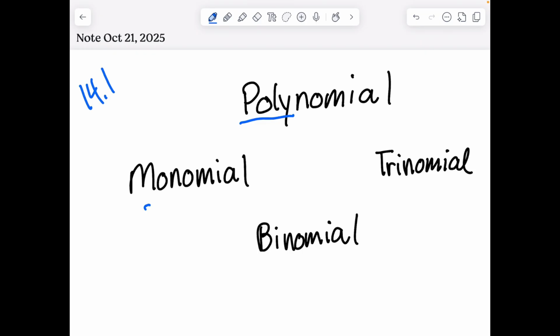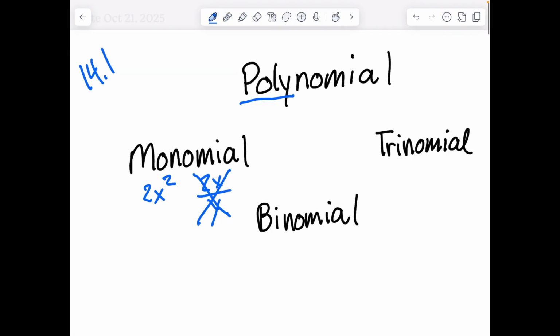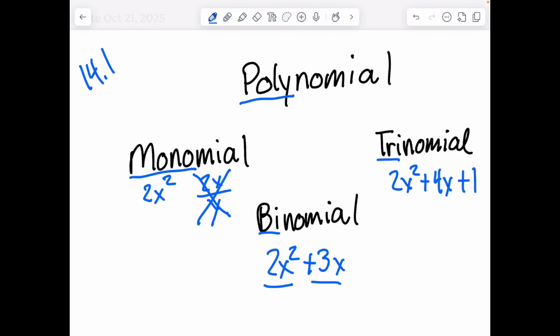So something like 2x squared is a monomial, but if I had 2x divided by y, that is no longer a monomial. Binomial means that it just has two terms, so something like 2x squared plus 3x would be a binomial. There's one and two terms. While a trinomial is going to have three. Again, that first part of those roots tells us what we're going to have. So here is an example of a trinomial. It's got three terms in it.